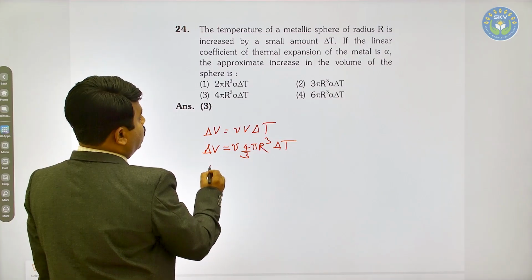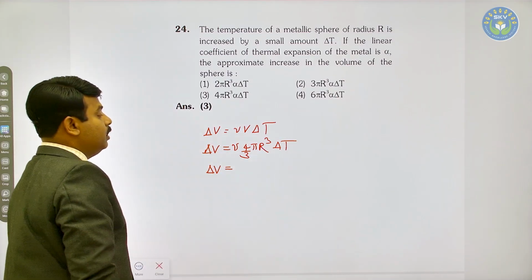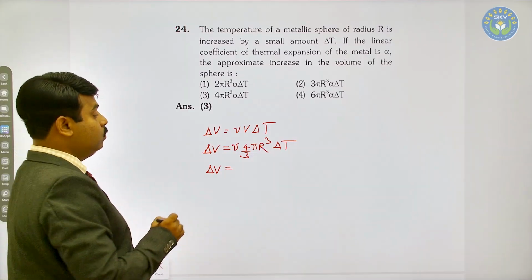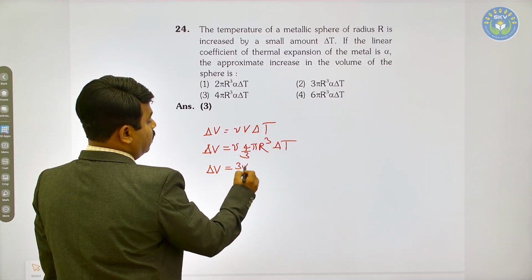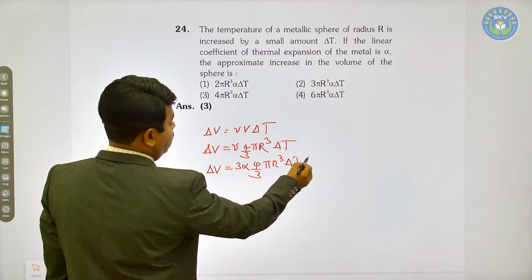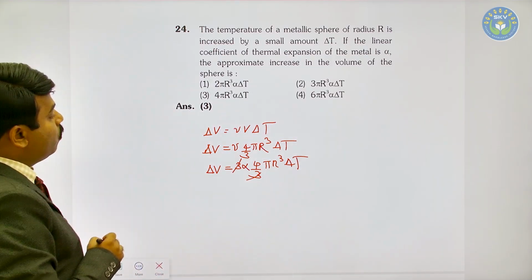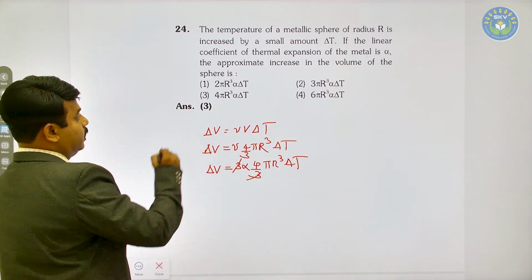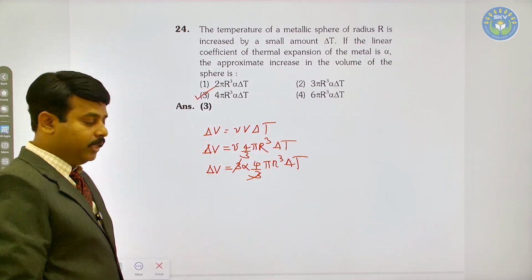And also we know delta V is equal to gamma into volume. How is gamma related to alpha? That is gamma is equal to 3 alpha. So that is 3 alpha into 4 by 3 pi r cube delta T. 3 cancels. Then 4 pi r cube alpha delta T, which is the option. That is option 3 is correct, right?